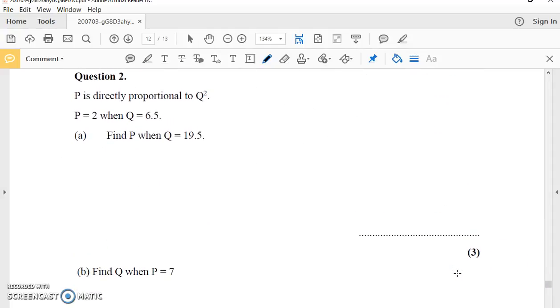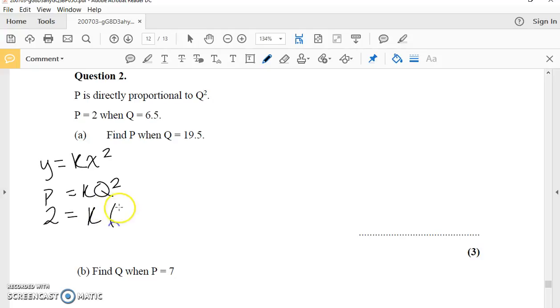So I get 1 mark for finding my k value and another mark for using it to find my other term. Now, directly proportional to q squared, same sort of thing. The only thing that's changing here is that instead of it being y equals kx, it's p equals kq squared. So, p equals 2 and q equals 6.5.